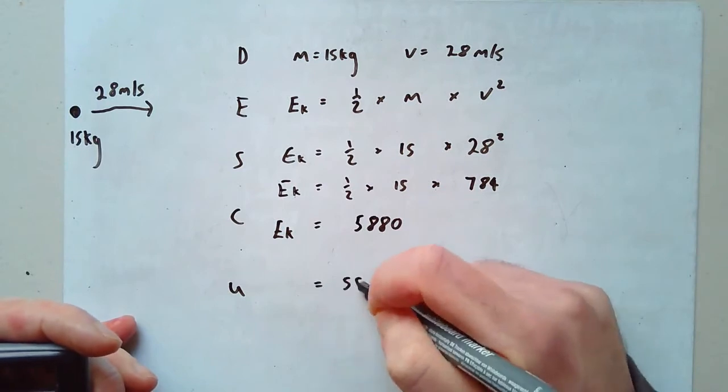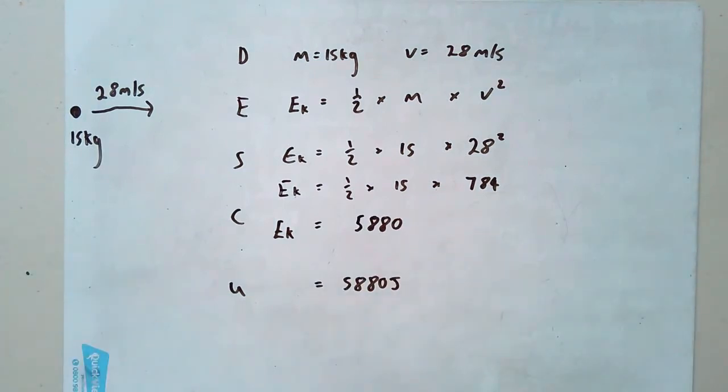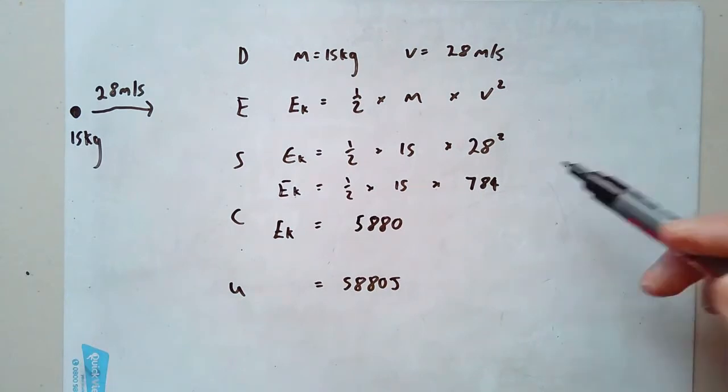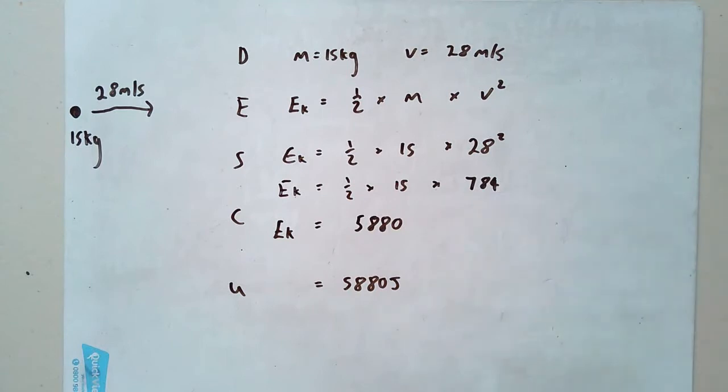Please, please, please make sure when you do that squared, you don't do half times 15 times 28 and then square the whole lot. The squared only applies to the 28. It doesn't apply to anything else there. Alright.